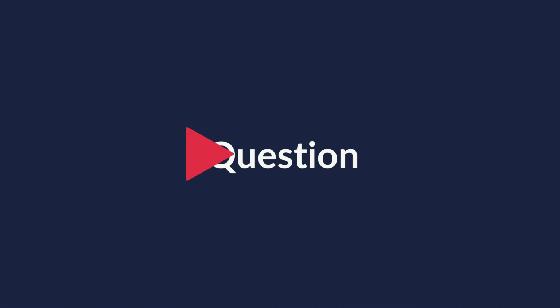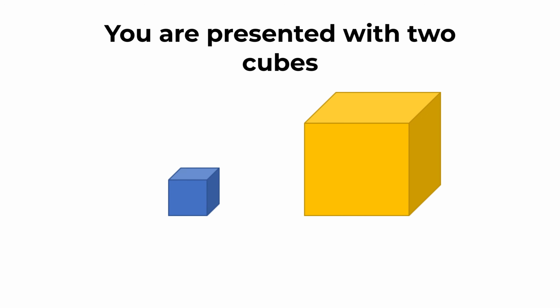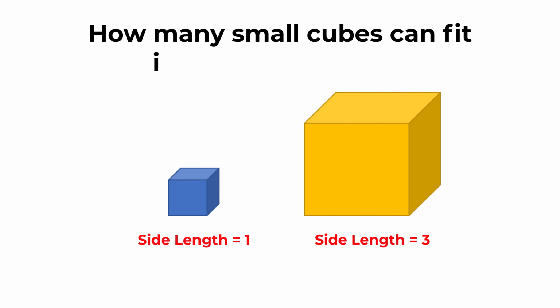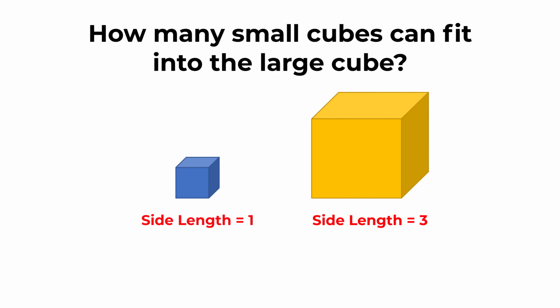Here's a cool question which you frequently see on the test. You're presented with 2 cubes. One cube has side length equal 1 unit, and the second cube is a larger cube and it has side length equals 3 units. So the question is, how many small cubes can fit into the large cube? And you have 4 different choices.